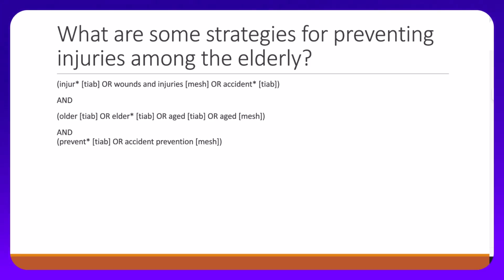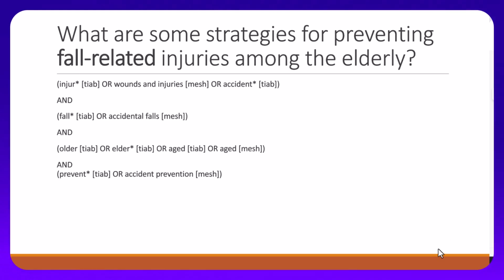My next example is this. What are some strategies for preventing injuries among the elderly? When I run this search in PubMed, I get far too many articles. The thought process to address this is just the opposite of what I described in the prior example of getting too few articles. For example, I could specify a type of injury, for instance, accidental falls. Again, you can see how this changes my research question. Now it is, what are some strategies for preventing fall-related injuries among the elderly?